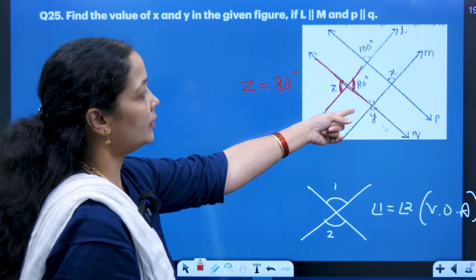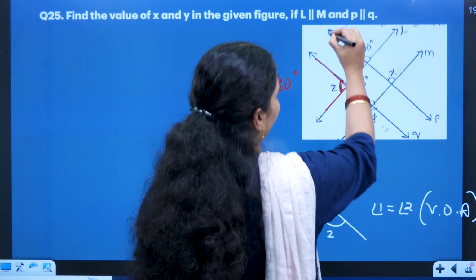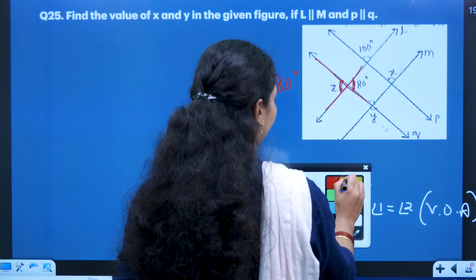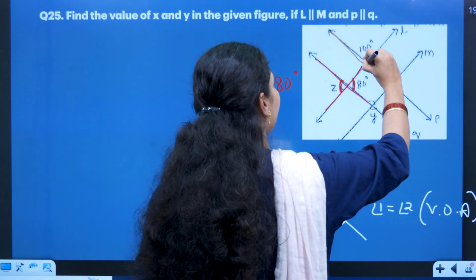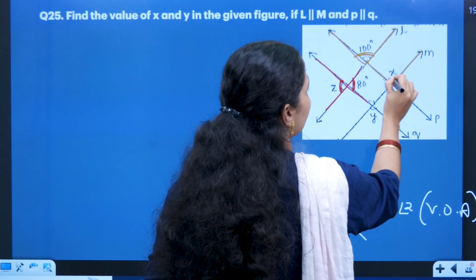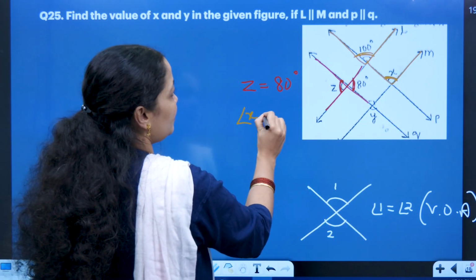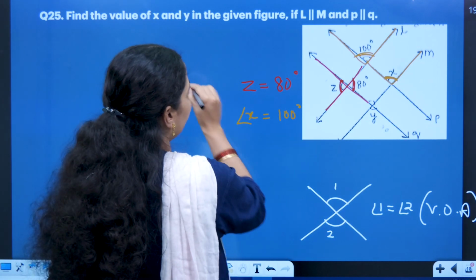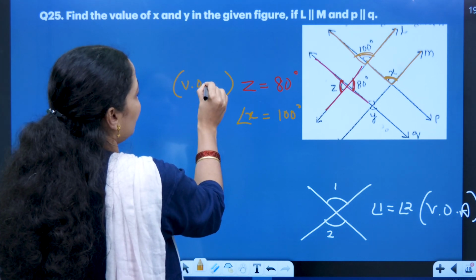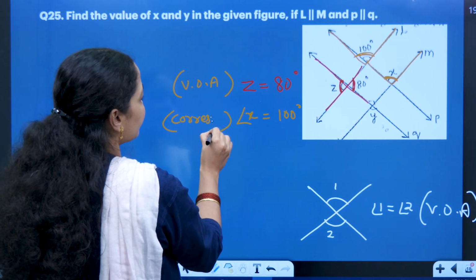Now I'll go for finding y and x. Whenever I have an L shape like this between the parallel lines, this angle will be equal to this angle. We say it is corresponding angles. So angle x will be equal to 100 degrees. For this, the reason is vertically opposite angle. For this, the reason is corresponding angles.